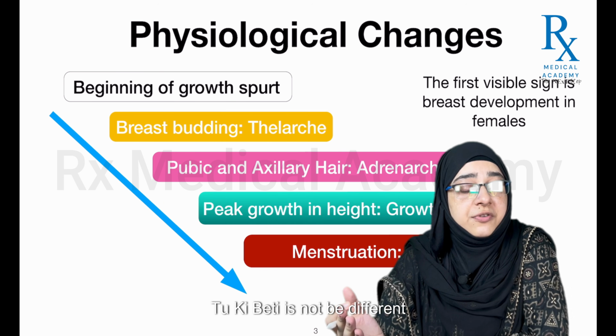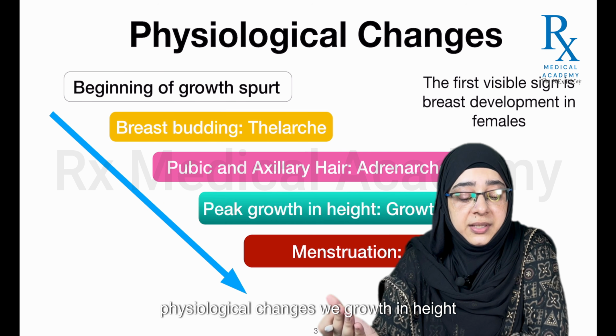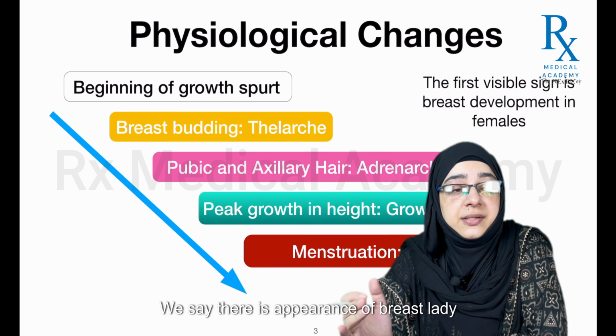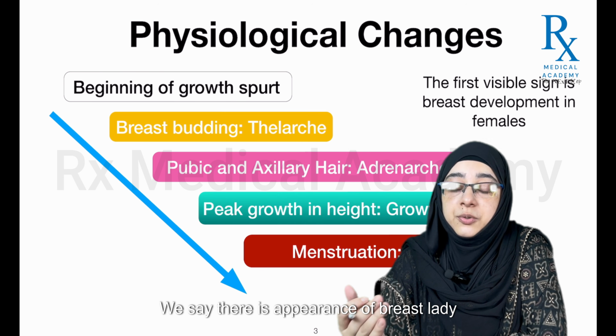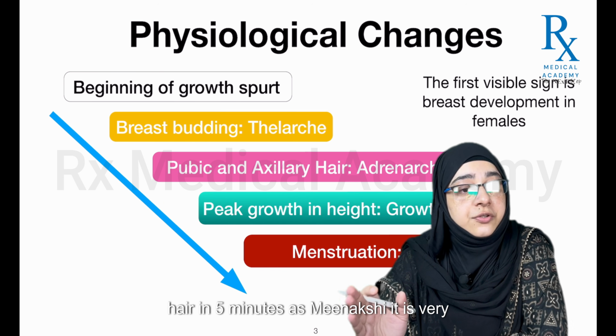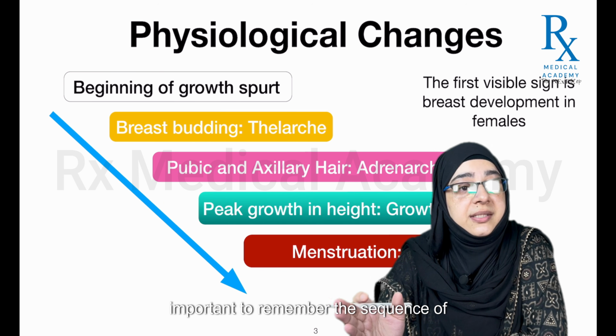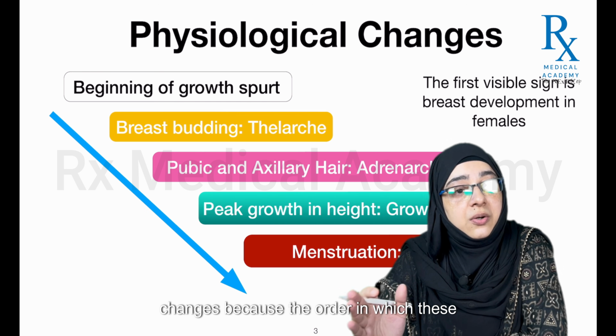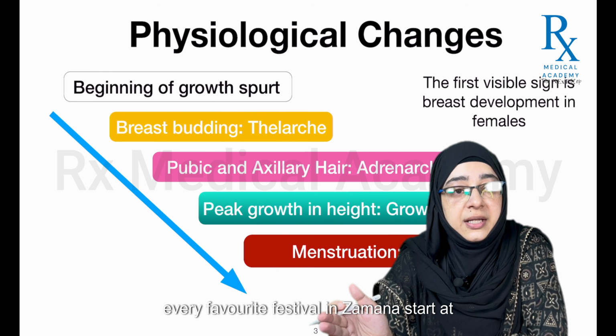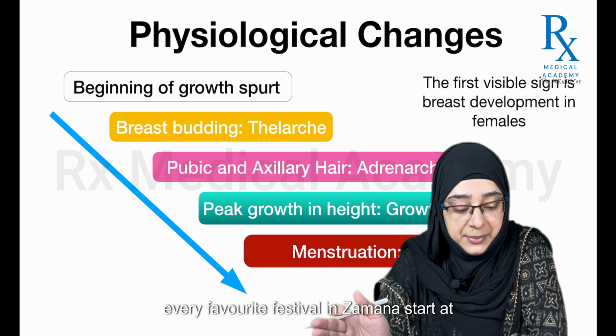Puberty is marked with different physiological changes. We see that there's a growth in height of girls. We see there is appearance of breast, pubic and axillary hair, and it finally culminates as menarche. So for you, it is very important to remember this sequence of changes because the order in which these different physiological changes occur is a very favorite question with the examiner.